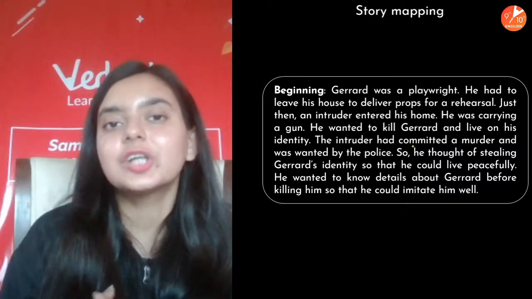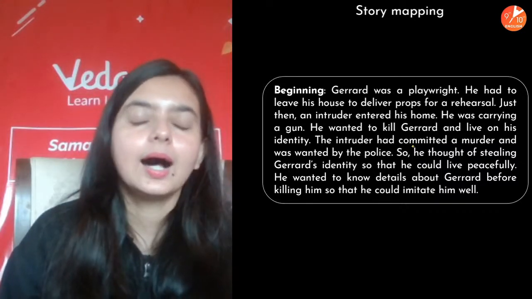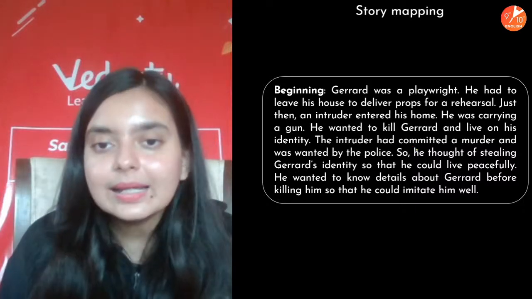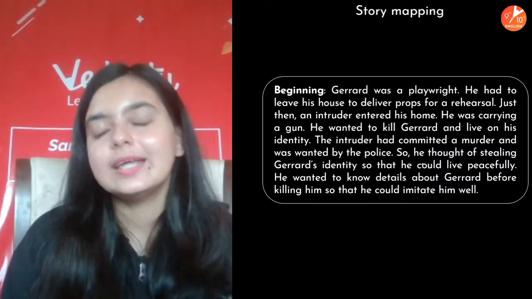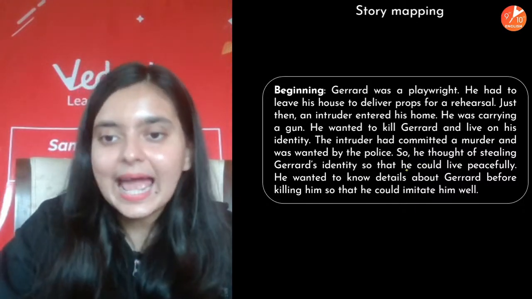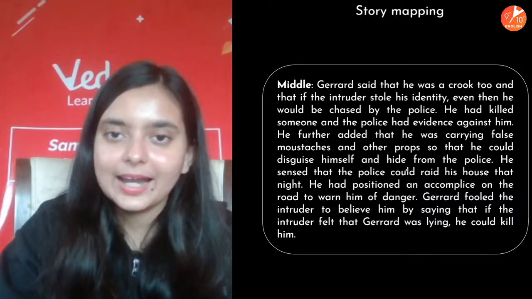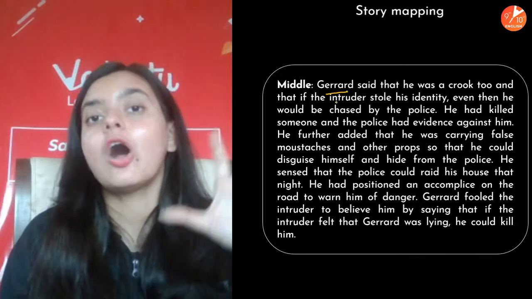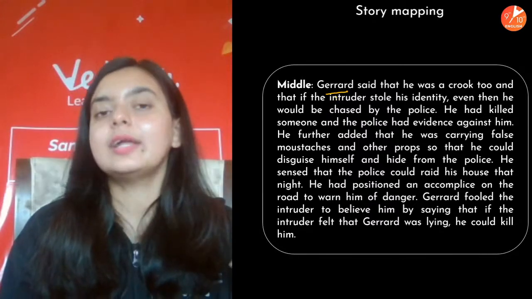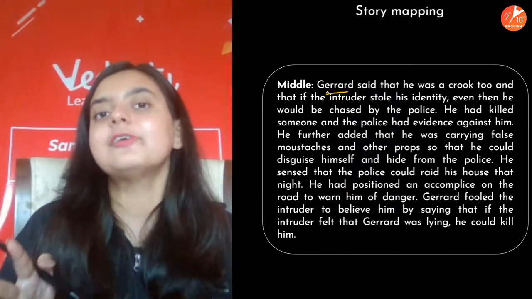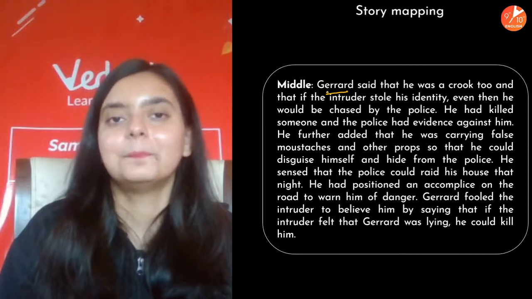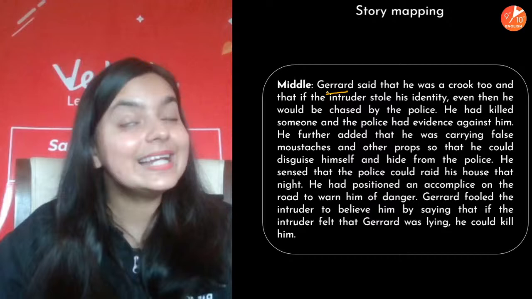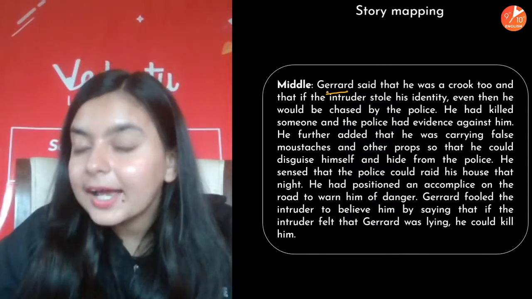The intruder's intention was, what was his intention? To live the life of Gerard, because he was a criminal, he had committed murder, so he thought of stealing Gerard's identity so that he could live peacefully, right? But what did Gerard do? He did not panic at that moment when he saw the intruder holding a gun. So an armed man was standing in front of him, but still he did not show any kind of fear.